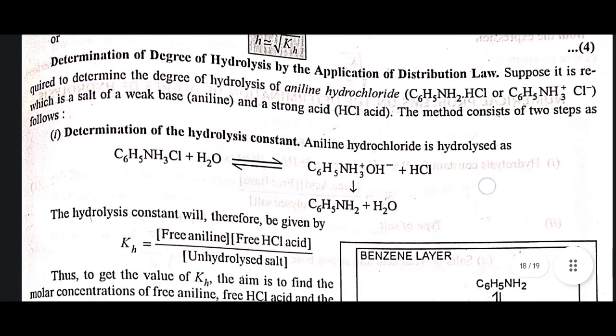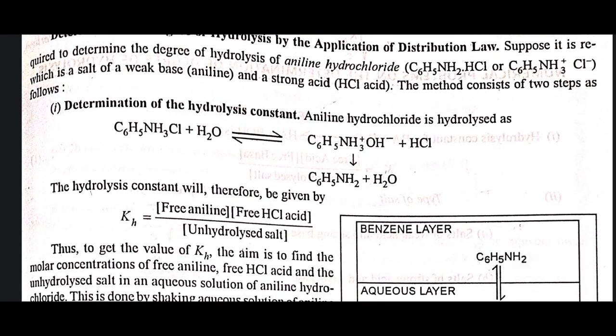Aniline hydrochloride is hydrolyzed as C6H5NH3Cl plus H2O at equilibrium gives C6H5NH3+ OH- plus HCl, which gives C6H5NH2 plus H2O. The hydrolysis constant will therefore be given by Kh is equal to concentration of free aniline into concentration of free HCl acid upon concentration of unhydrolyzed salt.